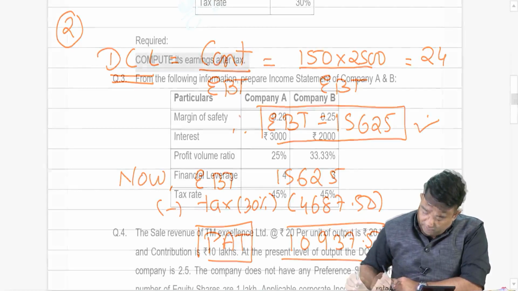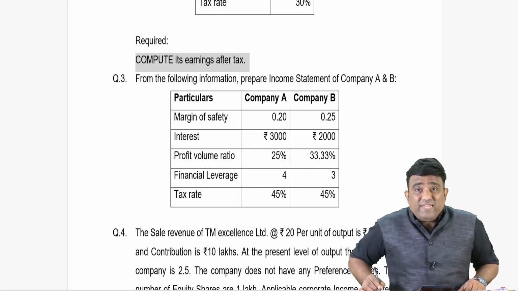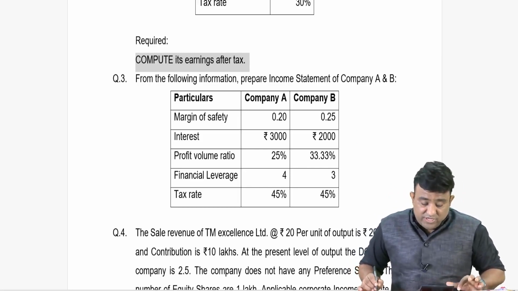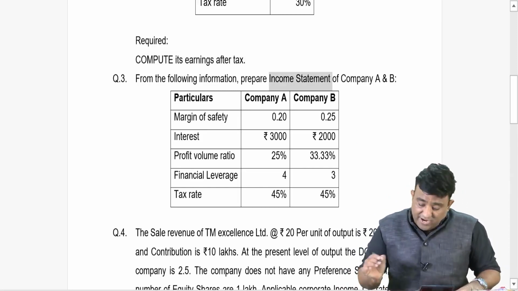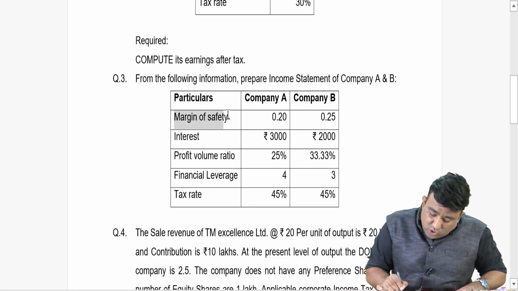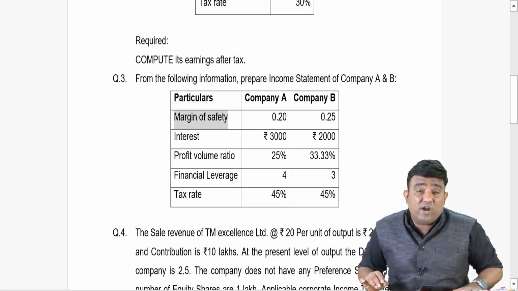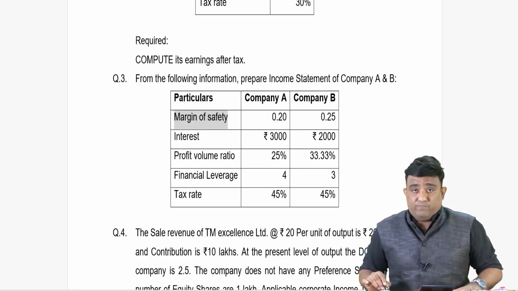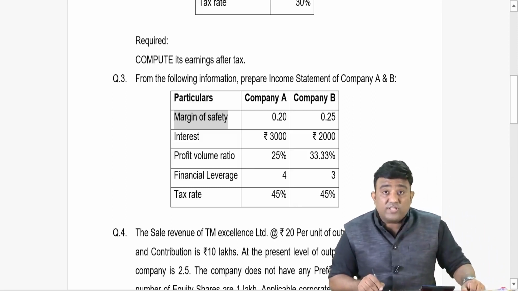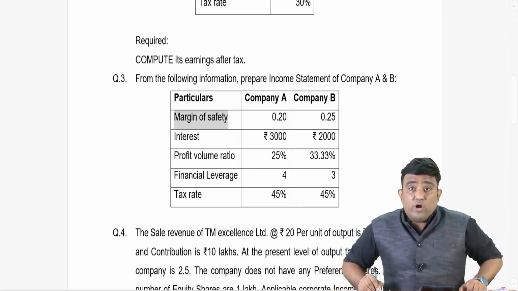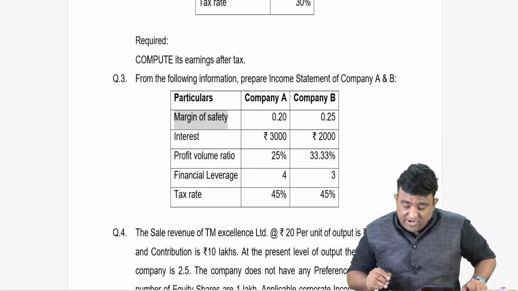Come to question number 3. Student, check out this. From the following information, prepare income statement. Check out income statement of A and B. Student, only income statement. Something new. Student, very rarely student knows this. Margin of safety. Student, what is margin of safety? I will take it later on. Interest is given. Profit volume ratio is given. What is profit volume ratio? Contribution upon sales into 100. Further, financial leverage is given and tax rate is given.